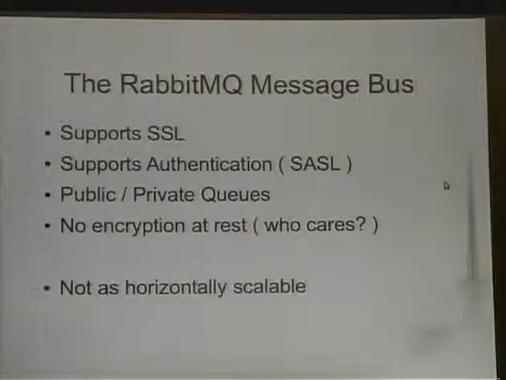And then RabbitMQ is the one you actually care about because most people are using this. It actually has integrated SSL support, supports authentication via SASL, has public-private queues, and it has no encryption at rest, but really who cares? If you've gotten access to the queue physically, you can do so much more damage than otherwise. It is not as horizontally scalable as I said before. You're basically doing a cluster deployment, kind of like a MySQL cluster. Also, one of the major griefs that I've heard about RabbitMQ is diagnosing problems in the queue is nigh impossible because you can't see anything.